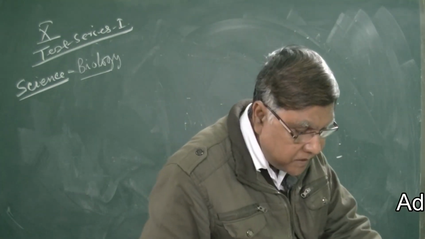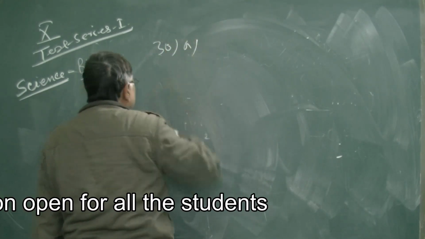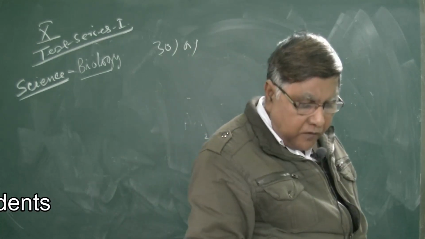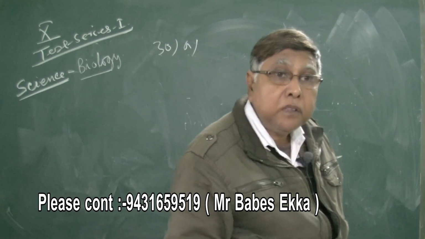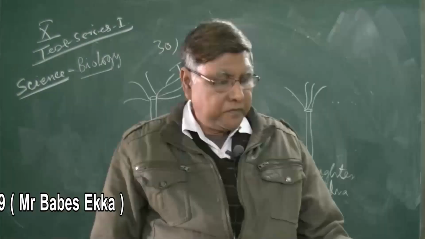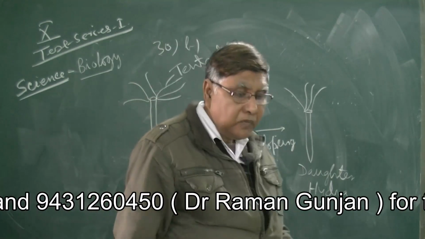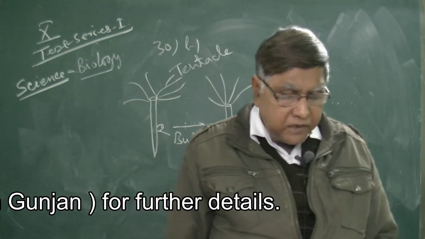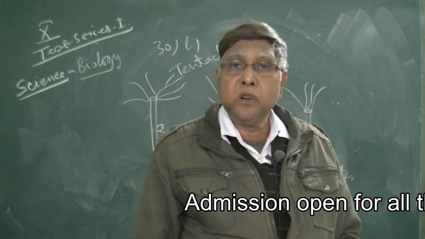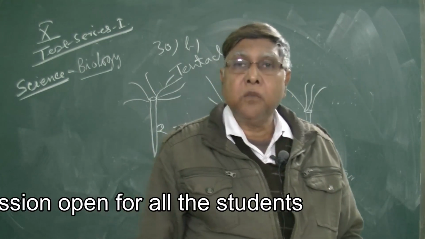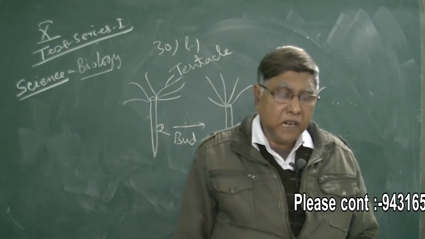Now come to the question number 30A. Fission, fragmentation and regeneration are all considered as asexual reproduction because... We are discussing fission, fragmentation, regeneration, all considered as asexual mode of reproduction. You know why? Because during asexual mode of reproduction, only a single parent is involved and all the offsprings produced as a result of asexual reproduction are similar to their parents.